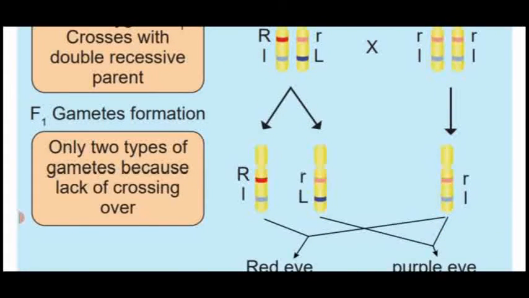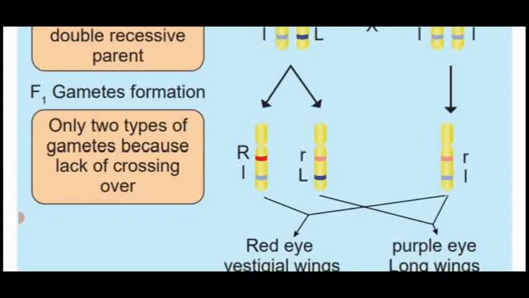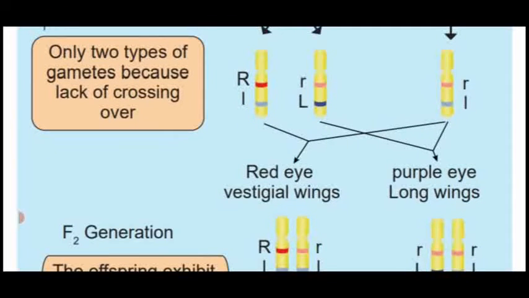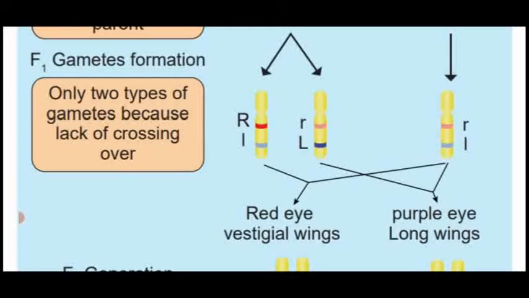The F1 gamete formations are capital R, small r, capital L, small r and small l. So when both of them cross together, we will get red eye vestigial wings and purple eye long wings. That means both the parental characters are expressed in the test cross taken place between the F1 hybrid and the double recessive parent.